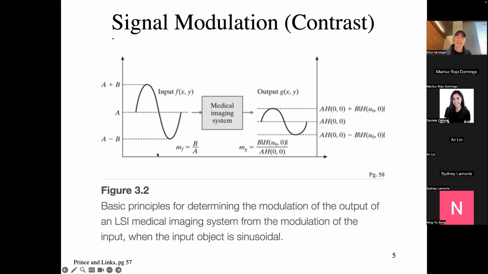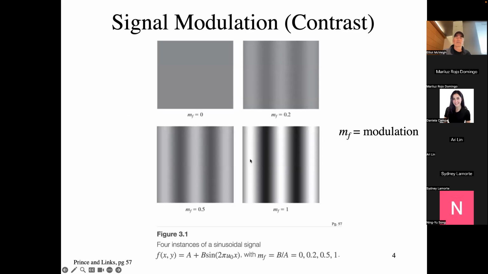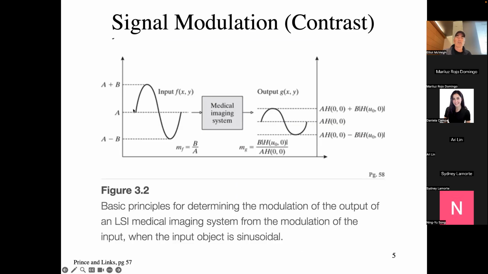So let's look at how you quantify what happens to a signal like a sinusoid in an imaging system. So we have an input, and think of these, right? It's just one of these pictures. It has a sinusoid in one dimension, okay? And it has a specific amplitude of that sinusoid.